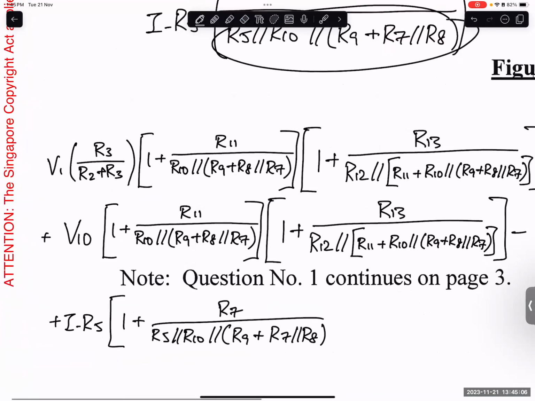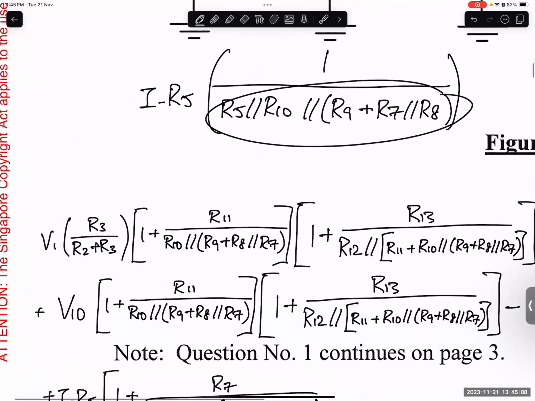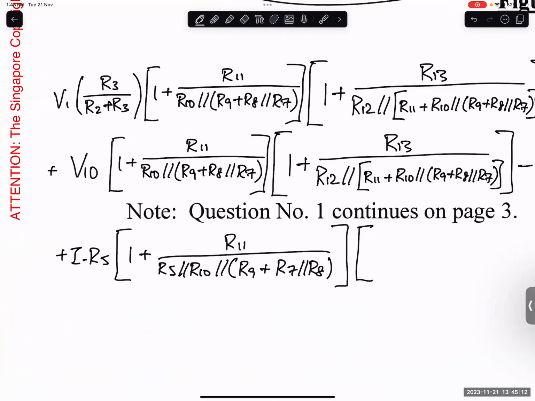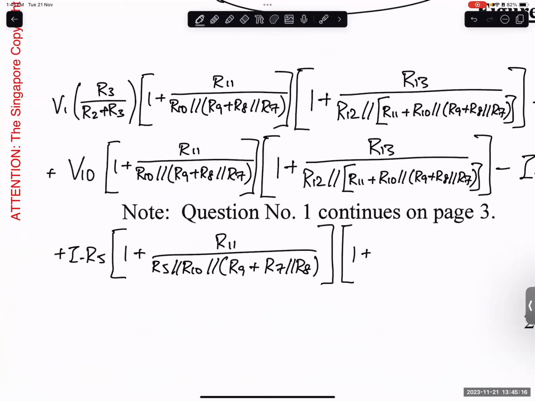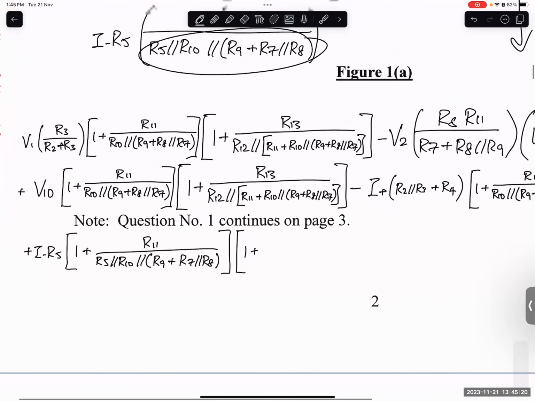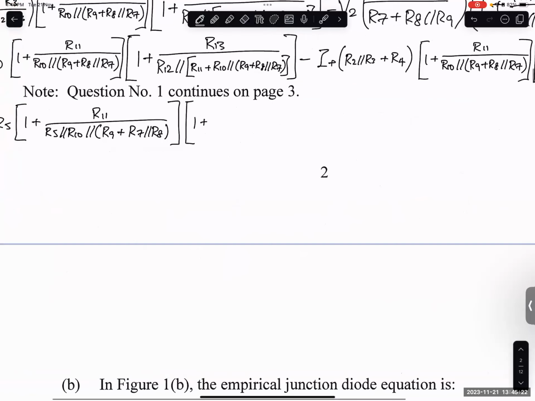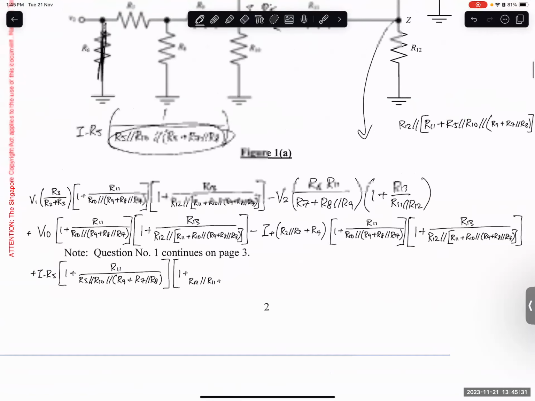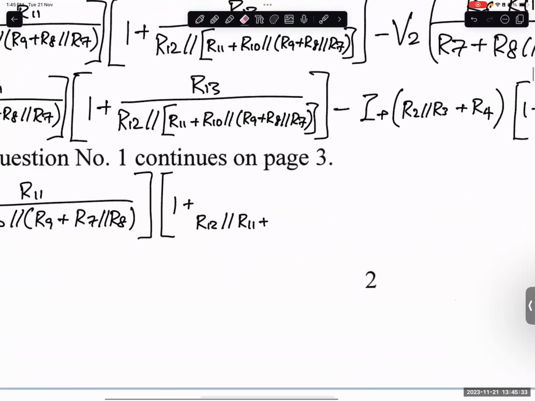It's not R7, it's actually R11. I don't know, it's so tedious. Meh, it's literally step by step. Everything is step by step. Very easy one. Then this is R12 parallel with R11 plus. Well, I need to do a bracket.